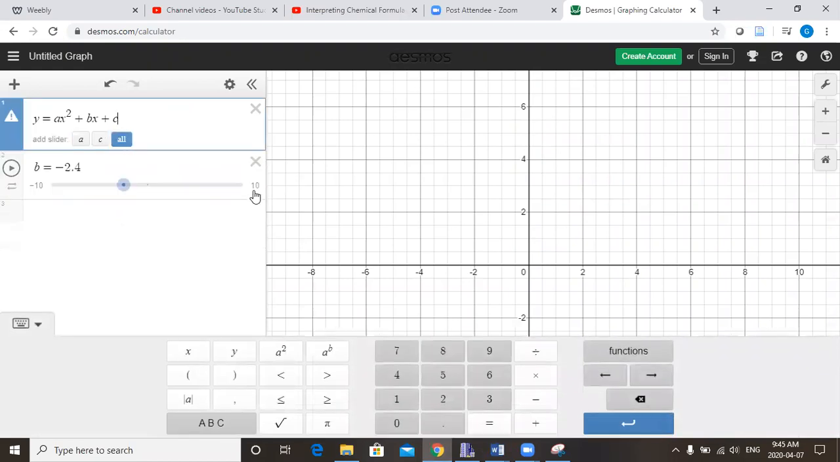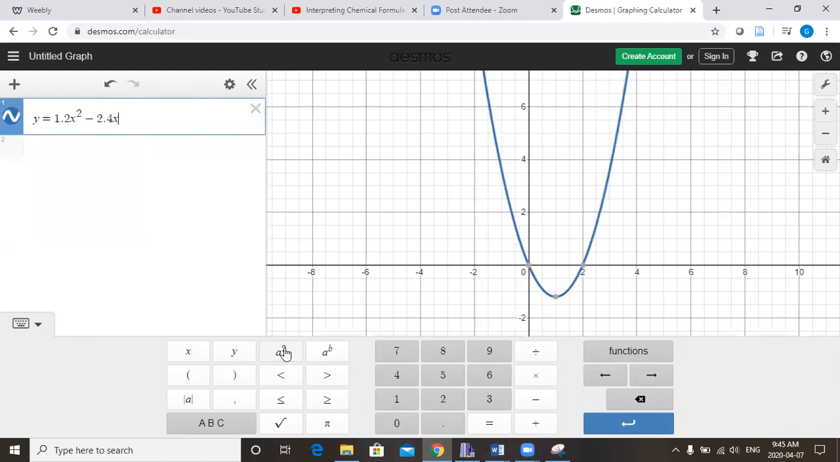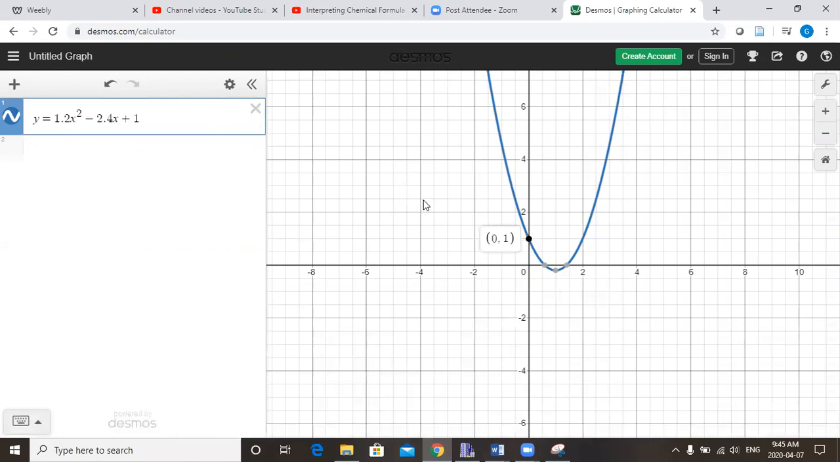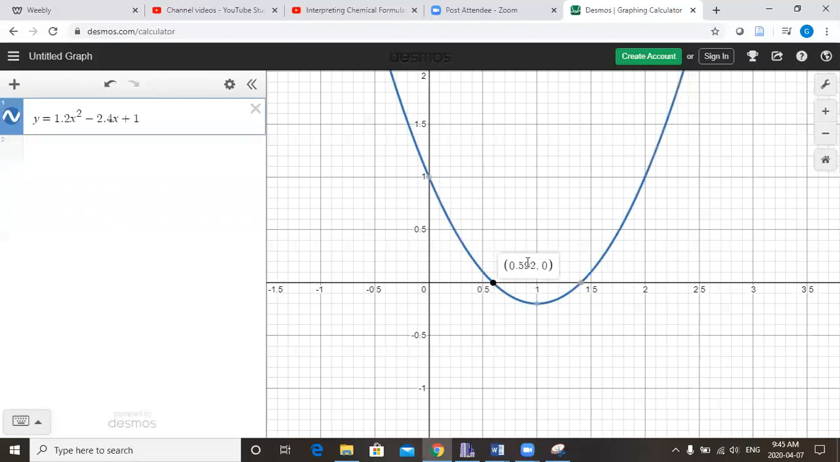If we go to Desmos, I'll just make up a quadratic function: y equals 1.2x squared minus 2.4x plus 1. Notice here that the y-intercept is 1 because the c value is 1. We have two x-intercepts. We can click on them. If I zoom in here a bit, there we go. The first x-intercept is 0.592, and the second x-intercept is 1.408.